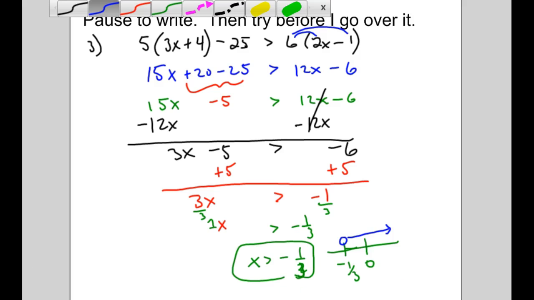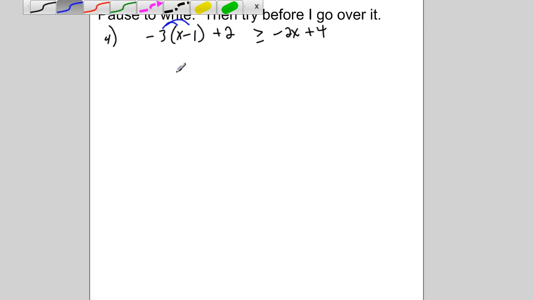Okay, let's move on to the next one. Okay, so to solve this problem, you need to distribute -3 times both of these. So you got -3x. -3 times -1 makes a positive, or a +3. Then you're going to bring down a +2. It's greater than -2x plus 4.